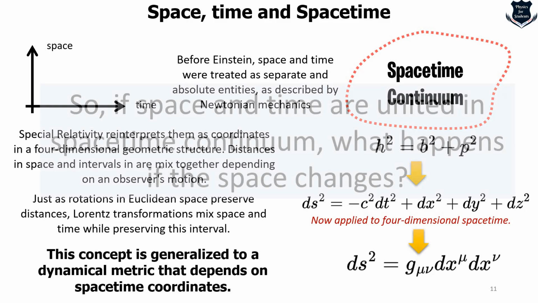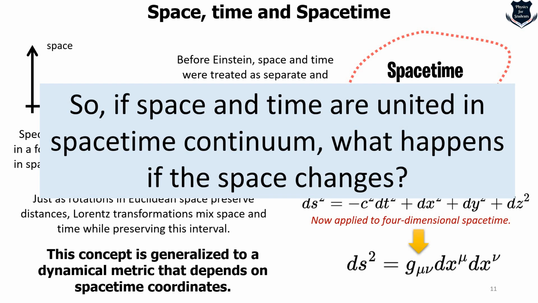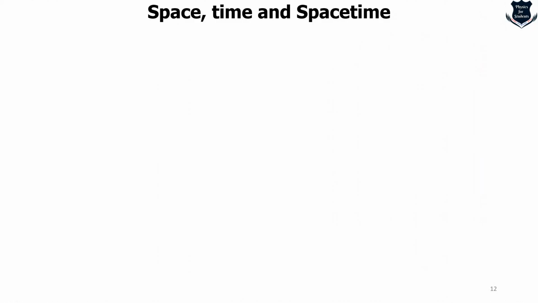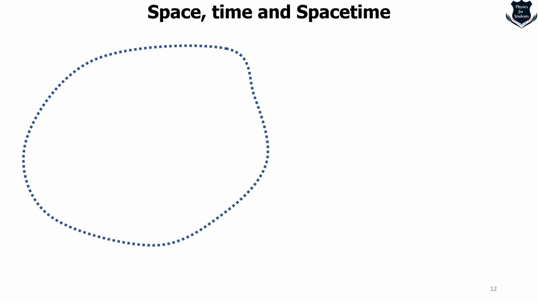Well, all in all, what I am trying to tell is that if space and time are now united, then what happens if the space changes? Well, what do we mean by space change? We will come to that in the next part of our video. But before that, I would like to give you a pictorial understanding. Imagine this to be a kind of lump where space and time are together united. So this is a space-time continuum.